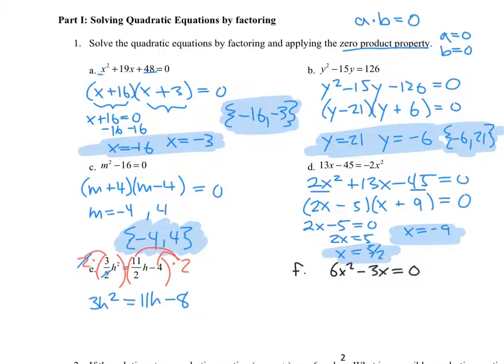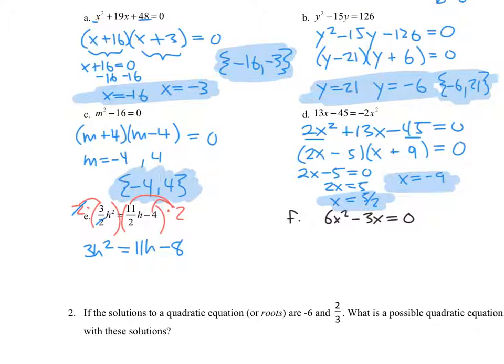And I need to get 0 on one side. So I'm going to keep 3h squared where it is because it has a positive leading coefficient. And I'm going to move the other two terms to the other side, where they will change sign. So we get 3h squared minus 11h plus 8 equals 0.